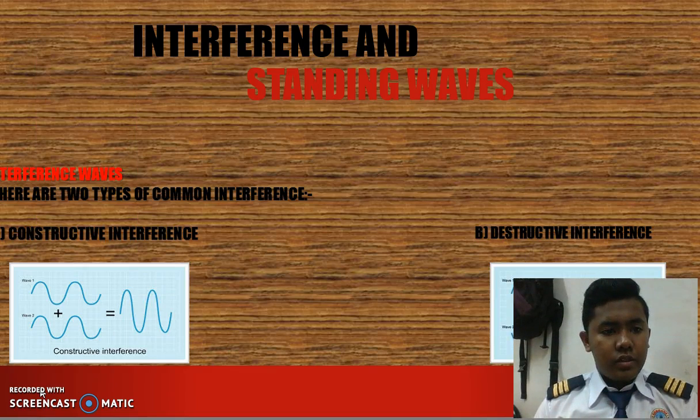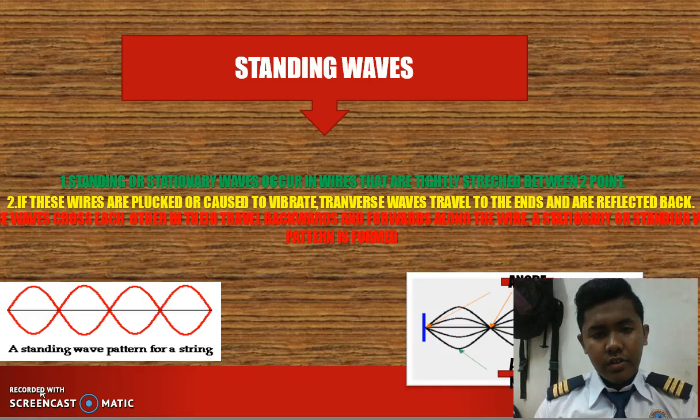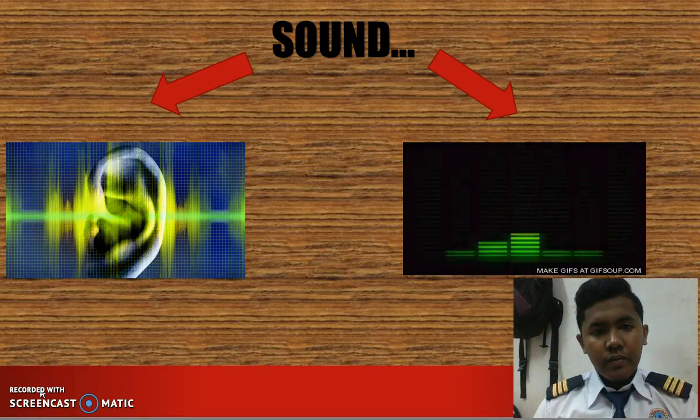Interference and standing wave. There are two types of common interference. First one, constructive interference, and second, destructive interference. Standing wave. A standing wave or stationary wave occurs in wires that are tightly stretched between 2 points. If this wire is caused to vibrate, transverse waves travel to the end and are reflected back. As the waves cross each other in their travel backward and forward along the wire, a stationary or standing wave pattern is formed.